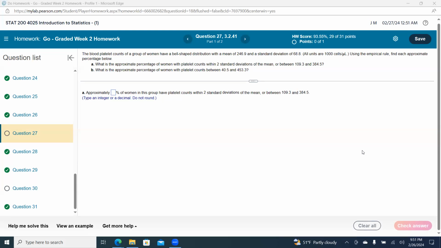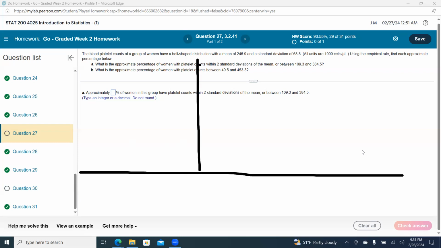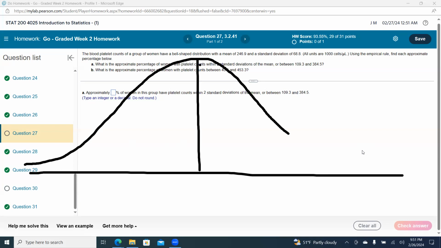So let's talk about the normal distribution. We do this now. So this is a normal distribution. We're trying to do it nice and neat. We're going to talk about the normal distribution, and we're going to talk about the empirical rule, and it's a mound-shaped, sometimes referred to as a bell curve. But this is the normal distribution.